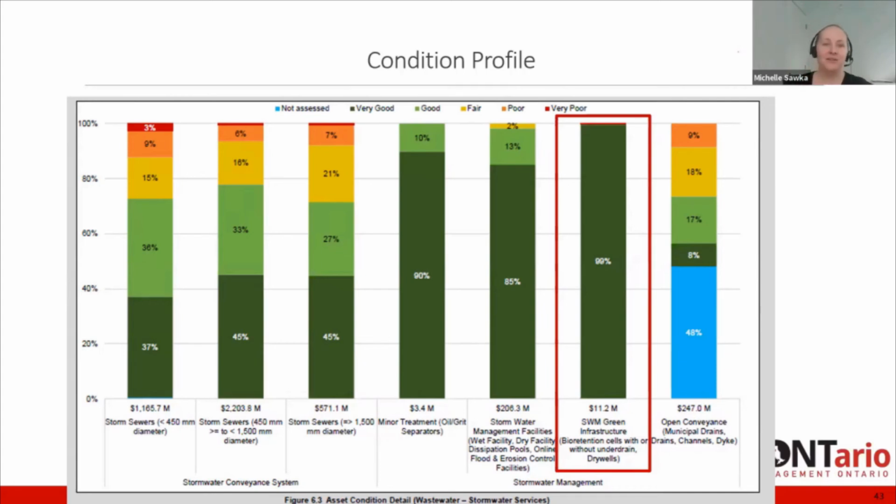I'll also take a moment to point out here that last bar, there's a significant amount of bright blue. That's the channel assets that have not been assessed yet. And again, showing you that you don't have to have absolutely all the data before you start to include these assets into an asset management plan.